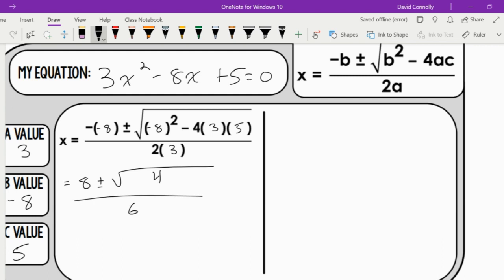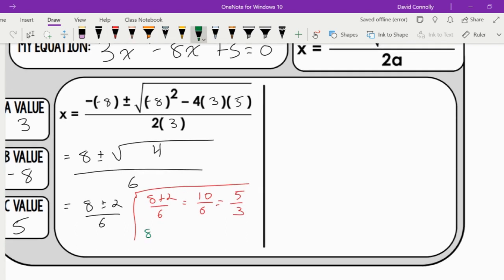All right, now this one's pretty easy. We don't really need much scratch work. I know the square root of 4 is 2. So I'm just going to write 8 plus or minus 2 over 6. And then I'll go ahead and split those up. This becomes 8 plus 2 over 6. We get 10 over 6 becomes 5 over 3. Or 8 minus 2 over 6, we get 6 over 6, or 1. And that's it. That is both of our answers.